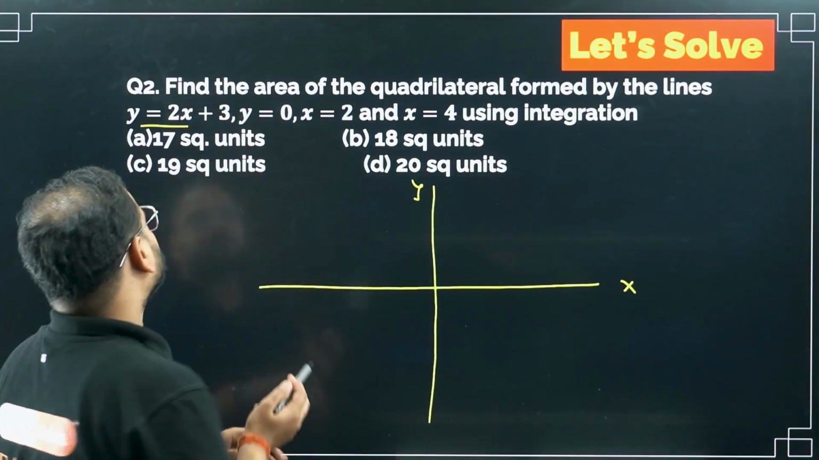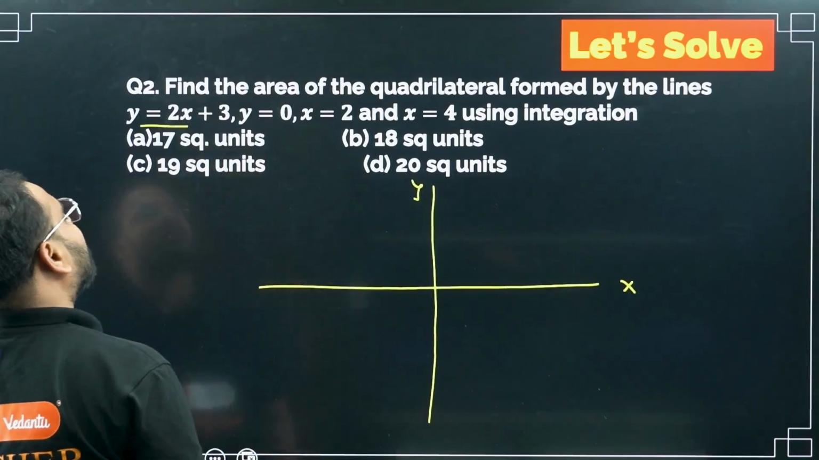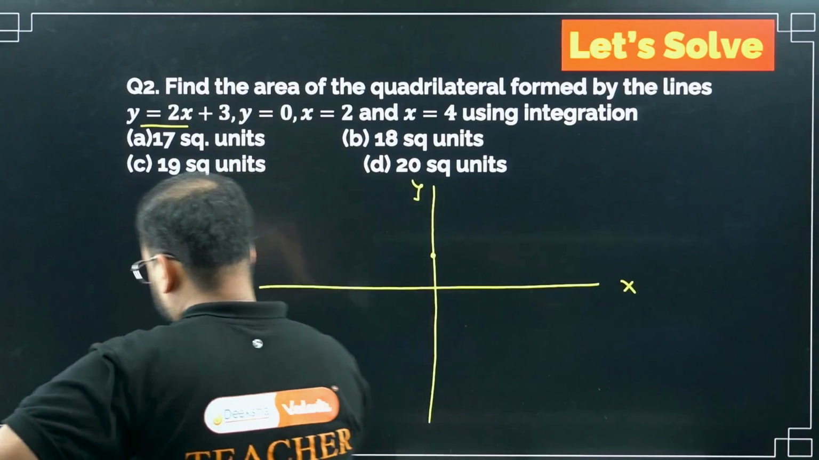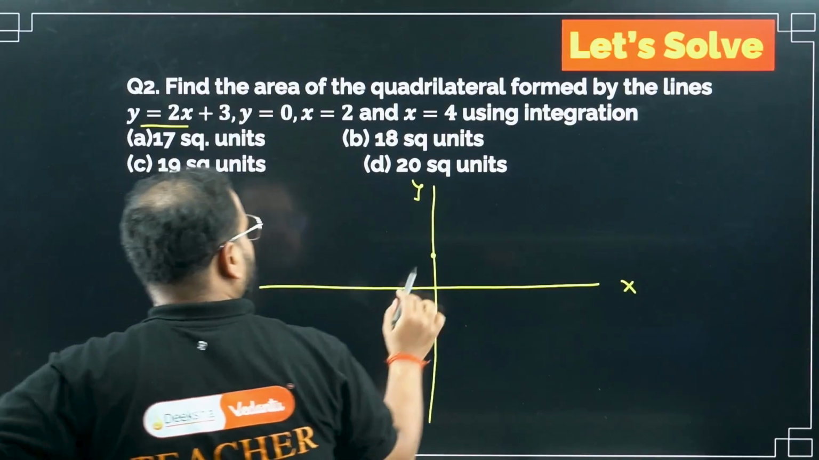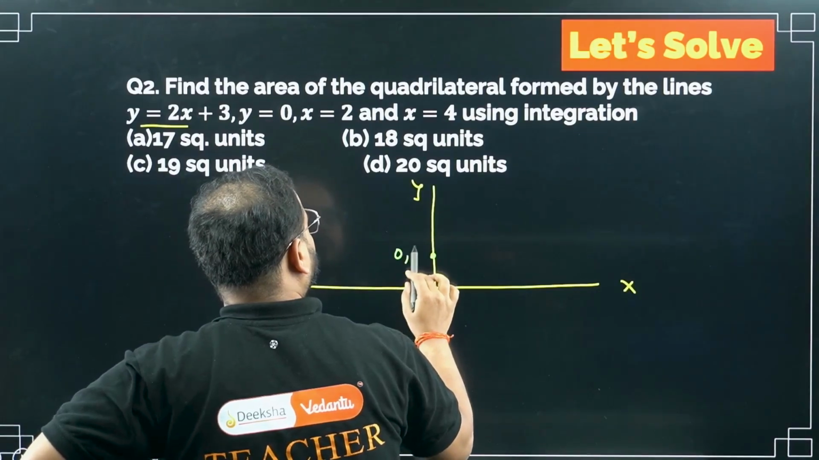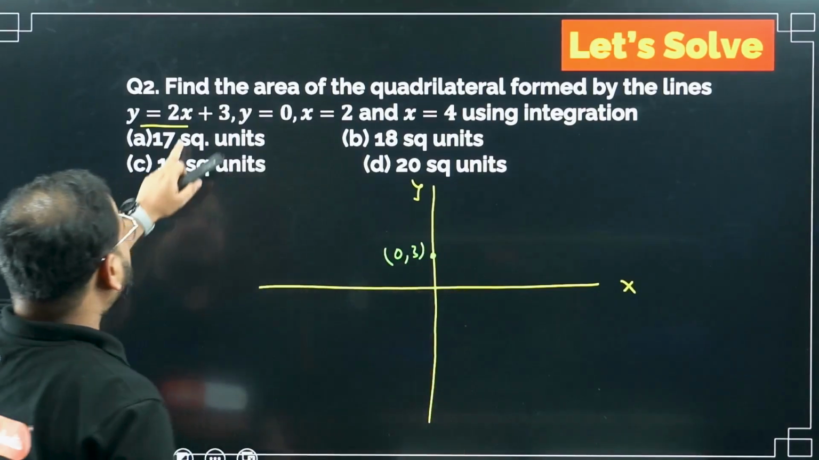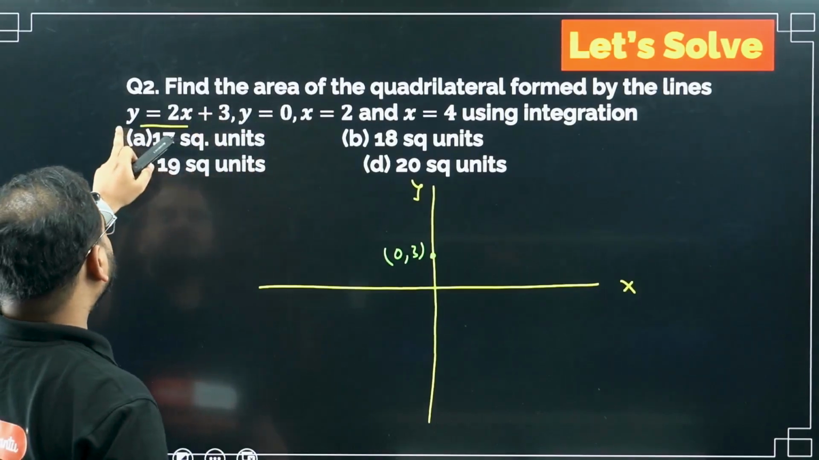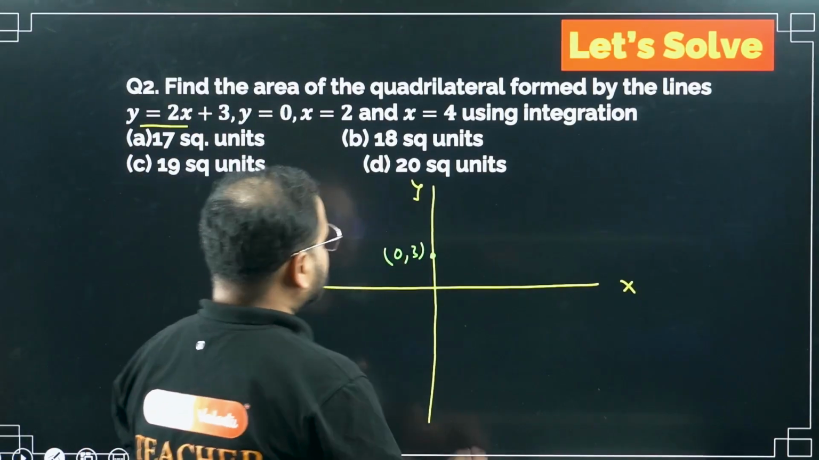What about this one? Let's check this first. If I take x equals 0, I'm going to get y value as 3. So one of the points is like this: 0, 3. How come, sir? Put x as 0, bacha, here. This whole thing will become 0 plus 3, simply 3. So y equals 3. So x is 0, y equals 3.